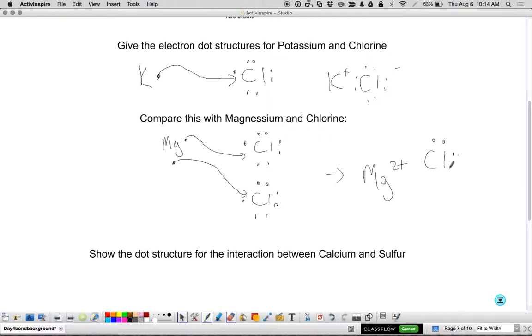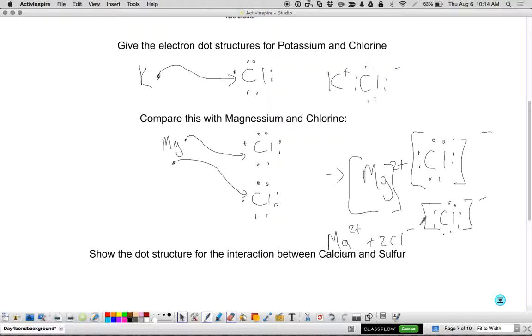chlorine negatively charged chlorine atoms. Okay, we can do another chlorine atom here. Or another way to write this would be Mg2 plus and 2 chloride Cl minus ions.